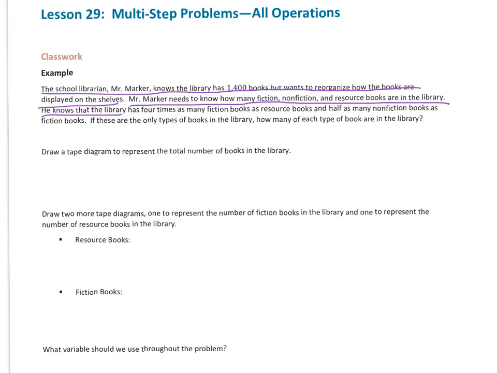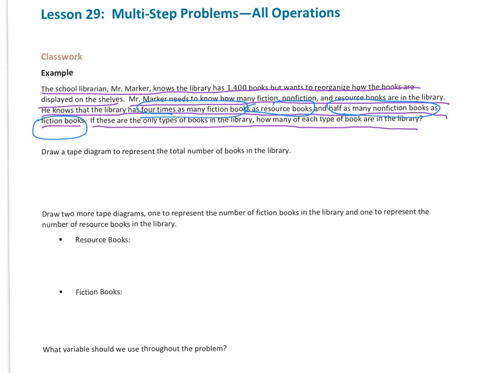He knows that the library has 4 times as many fiction books as resource books, and half as many nonfiction books as fiction books. If these are the only types of books in the library, how many of each type of book are in the library? So first we're going to draw a tape diagram. The library has 4 times as many fiction as resource, and half as many nonfiction as fiction.